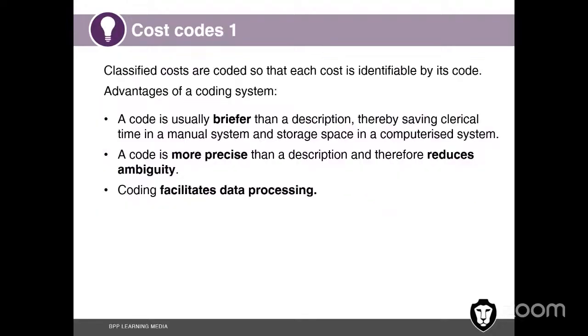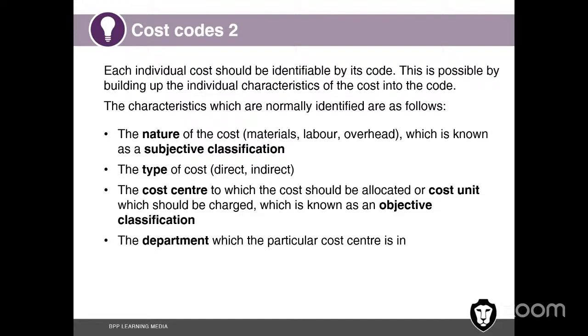Another thing you will see is what you call cost codes, where costs might be classified or coded in a system, so that it's easier to identify. The characteristic they might use is the nature of the cost. So they might code their material, labor, and overhead. Or they might code it based on the type.